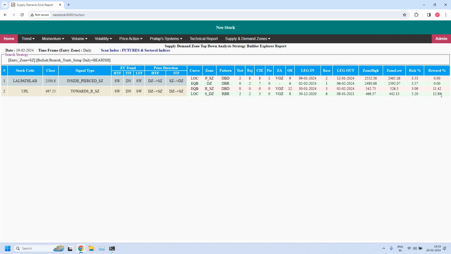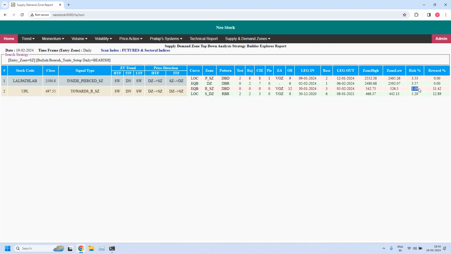And reward is also excellent, 12%, but risk is also high, 3% risk is there. Reward is not 12%, I'm sorry. For supply zone it is 11.42, close to 12%. Risk, 3% risk is there. This risk is type 1 entry risk. Type 1 entry, that is zone high to zone low.